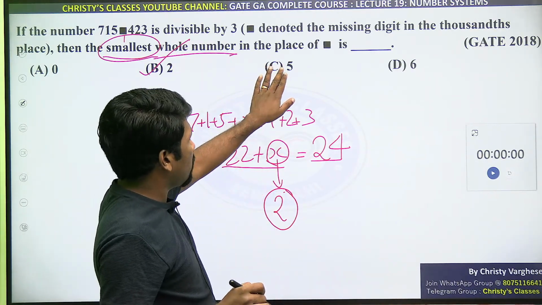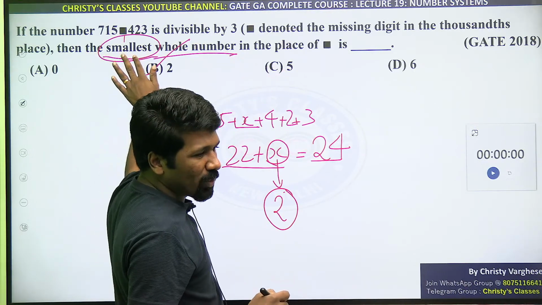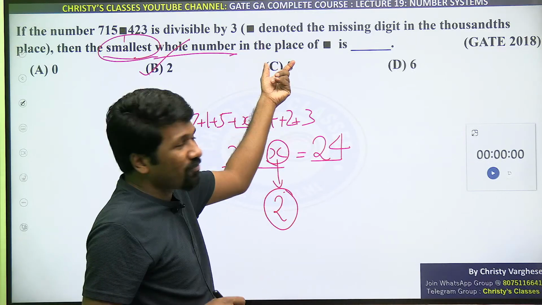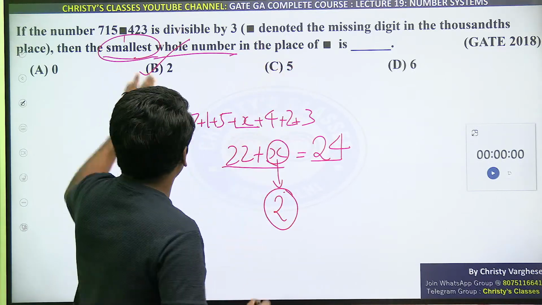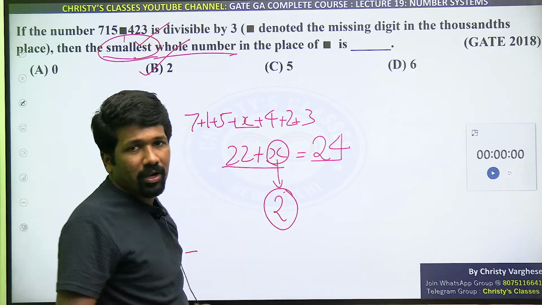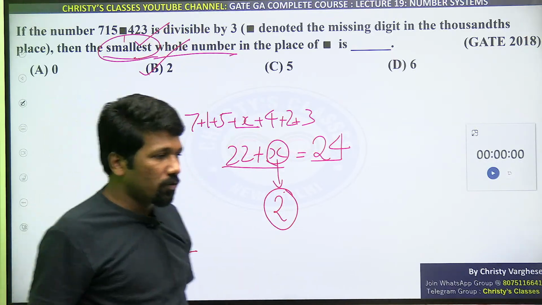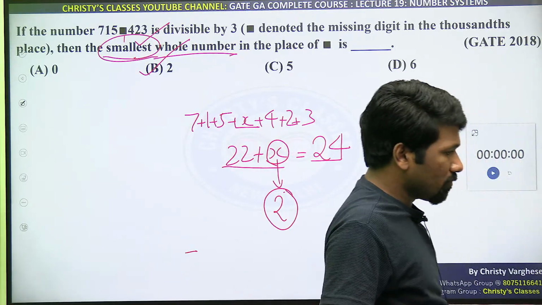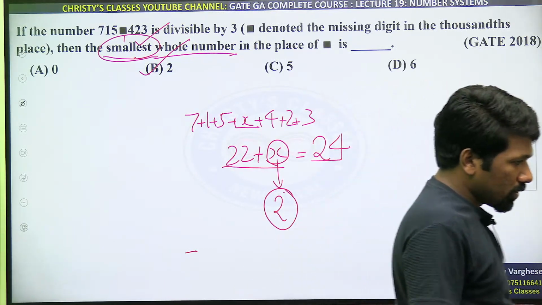5 will also be a possibility, but that is not the smallest one. If 5 is added, you get 27. That is why they have added 5 also, to confuse you. This word smallest, you should be very careful. Whole number which is smallest. I hope when you see whole number, you know what it is, so there is no confusion at all. So I hope that is clear.